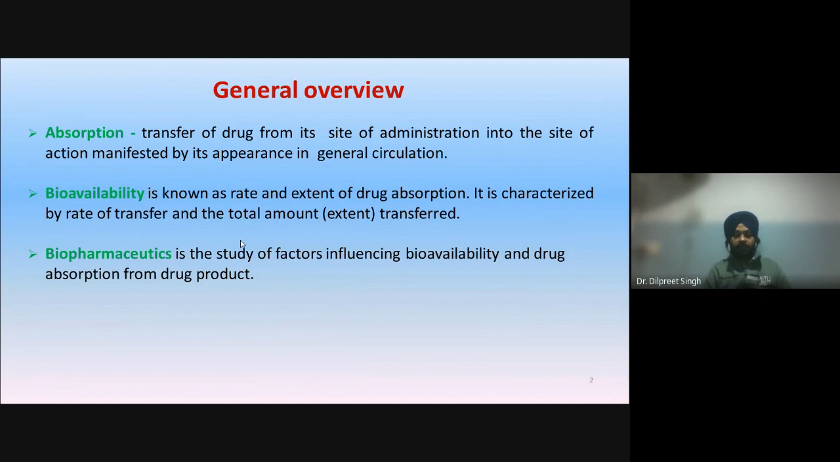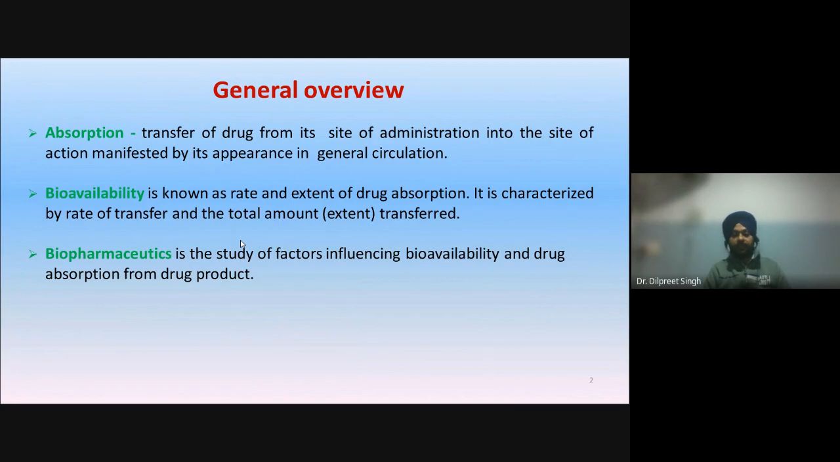Then we shifted towards the advanced definition, that is bioavailability. It is known as the rate and the extent of drug absorption. Rate depicts time and extent means amount. Rate depicts the Tmax, Cmax, the absorption rate constant, and elimination rate constant, and extent depicts the area under the curve, clearance, and volume of distribution. So it is characterized by the rate of transfer of the molecule from one compartment to another, and the total amount transferred.